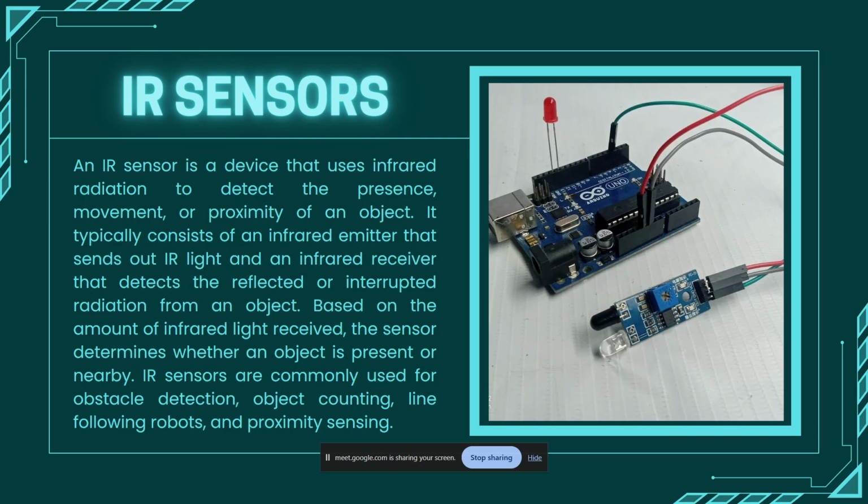So basically, infrared radiation hits some object. You can see there are two LEDs. The transparent one is the IR LED. It is a light emitting diode which emits light in the frequency range of infrared rays. And this black one is an infrared rays receiver or detector.